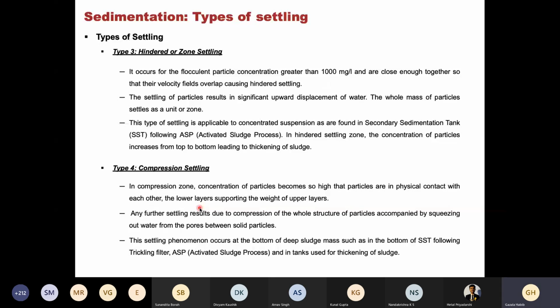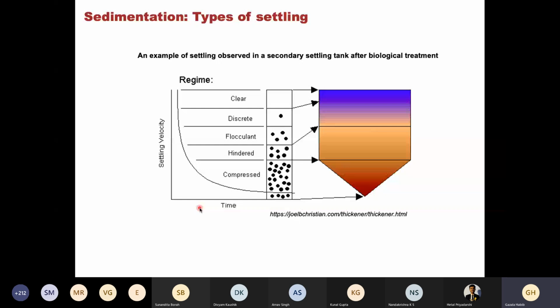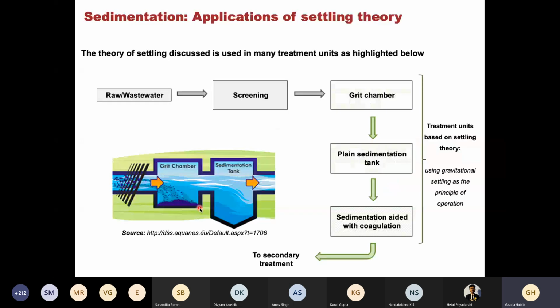So here the compression settling is also shown here. The hindered settling is shown here. Now, which are the units that use this sedimentation or work on sedimentation theory, you can say. In raw water or even in water treatment units, screening is not used in water treatment. Screening is used only in wastewater treatment.